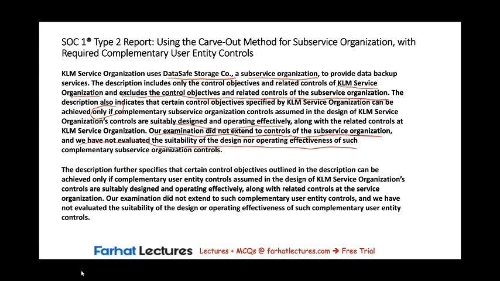So it's also very important to specify that our responsibilities as auditors did not extend to the controls of the subservice organization. So two key points here. The control objectives and related controls of the subservice organization have been excluded, and the auditor's examination also did not include it. We carved out the subservice organization controls. This is how we know that the carve-out method has been used and not the inclusive method.